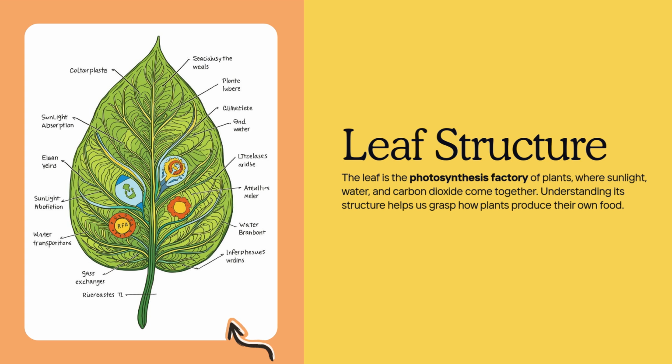Veins. Veins are small tube-like structures inside the leaf. They help transport water, minerals, and food throughout the leaf. The thick main vein in the center is called the midrib.